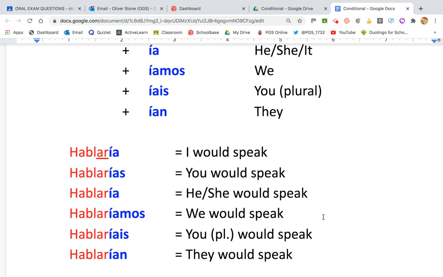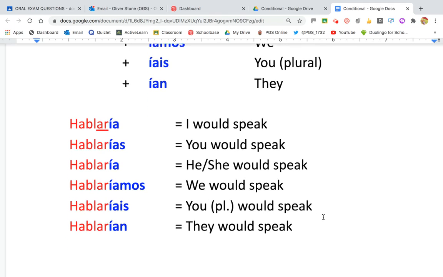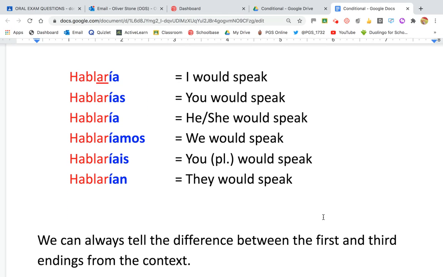Now, moving through, it's important to notice that the first ending and the third ending are exactly the same. Now, in practice, this doesn't really create a problem because we can always tell from the situation the difference between the first and the third, so it's not a problem. Okay, so don't worry about that. You simply need to notice it.